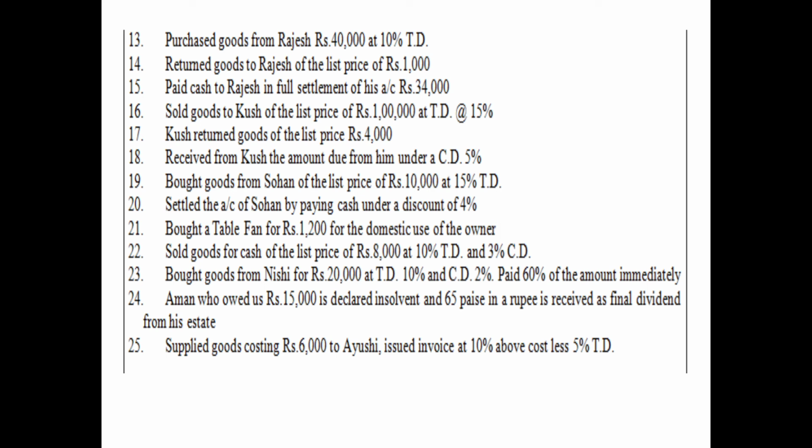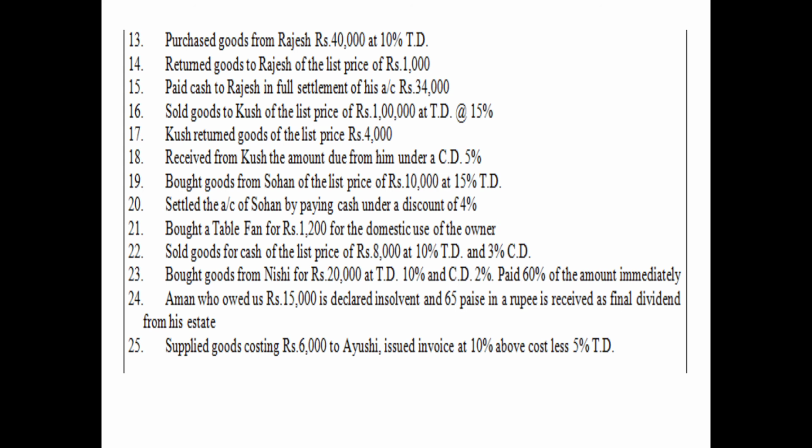The remaining 35% of 15,000, which is 5,250, could not be recovered from his private estate or private property. Therefore, it will be considered as a bad debt, as a loss. Therefore, it will be debited. So we will debit bad debts account to debtor or Aman 15,000. So the combined entry for this will be cash account debited 9,750, bad debts account debited 5,250 to Aman 15,000.